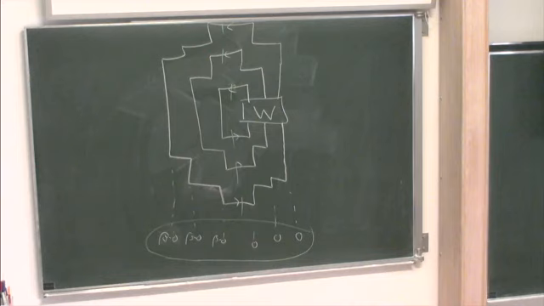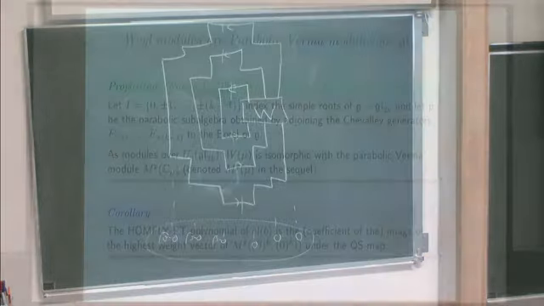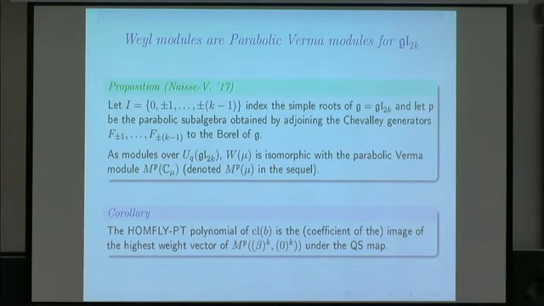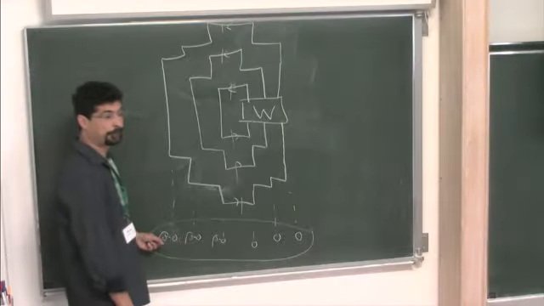So now, as a module over GL 2K, the Weil module I just sketched there is isomorphic to this parabolic Verma module, where we induce from a one-dimensional representation of the Levi factor. The one-dimensional representation is generated by a single vector in this way. Okay?